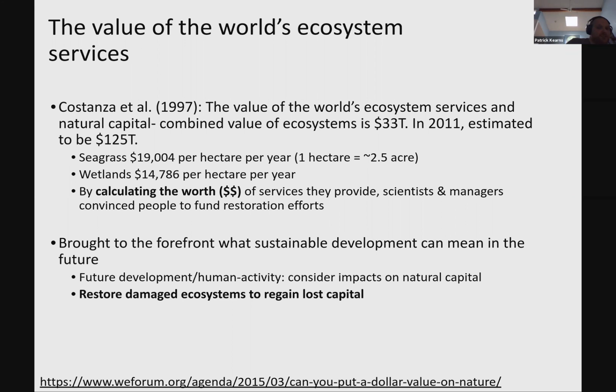Does anybody want to take a stab at how valuable cropland is per hectare? So just growing corn or soybeans or... No one? Well, it's a lot less than the numbers I've put on the screen. Actually, a hectare of cropland, doesn't matter what crop you grow on it, is only valued at about $1,900 per hectare. So 10 times less than a seagrass bed. Just to put that in perspective.